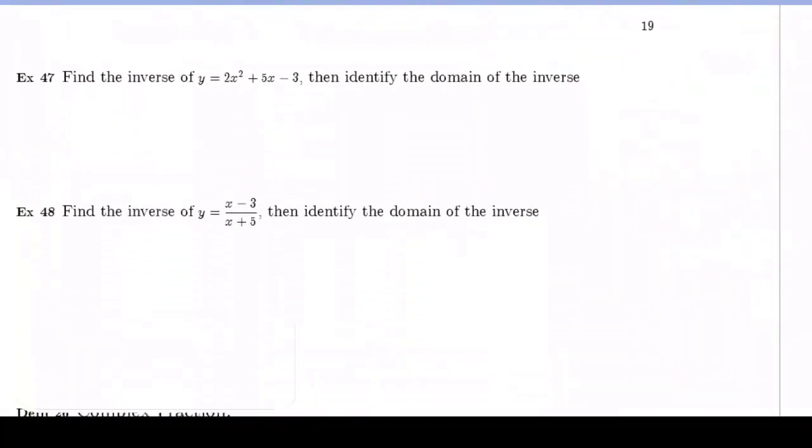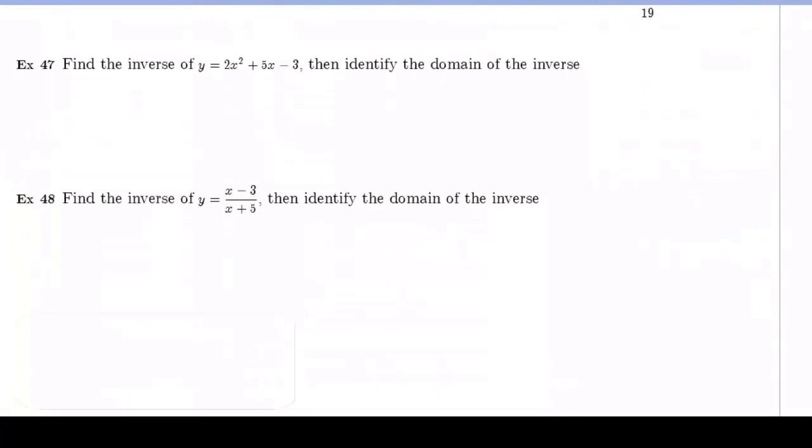Let's look at another example here. This one's a little bit more involved, just because it's got an extra term in here, that 5x is going to kind of throw things off. So if we rearrange this, we exchange what we need to. We have x is equal to 2y squared plus 5y minus 3. Like I said, again here, just moving things around and taking the square root isn't going to work because we still have that 5y there.